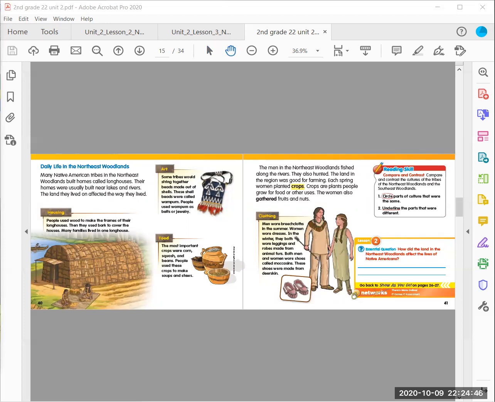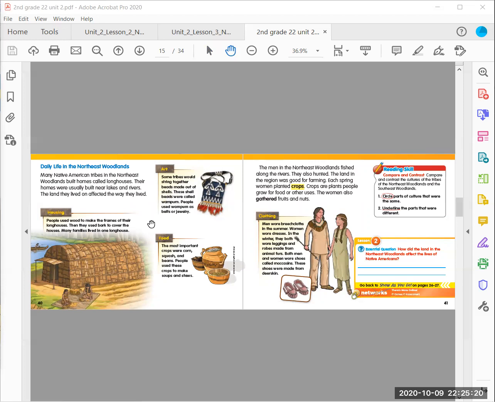Quick check. How are longhouses different from chickees? Quick check. What kinds of foods did Native Americans of the Northeast Woodlands eat? So take a minute to go ahead and think about those questions, and then we're going to take a look at our reading skill right here. Just circle the parts of the culture that were the same. And this is us comparing the Northeast Woodlands and the Southeast Woodlands, and then underline the parts that were different.